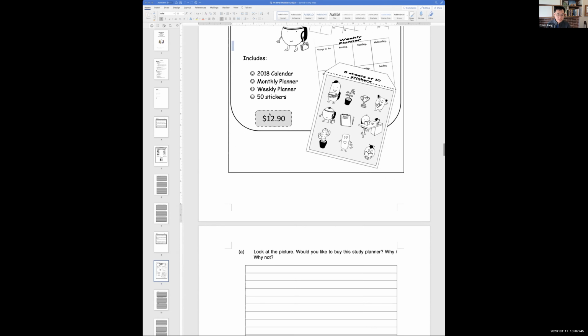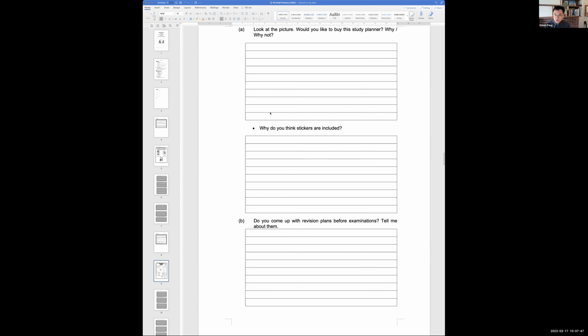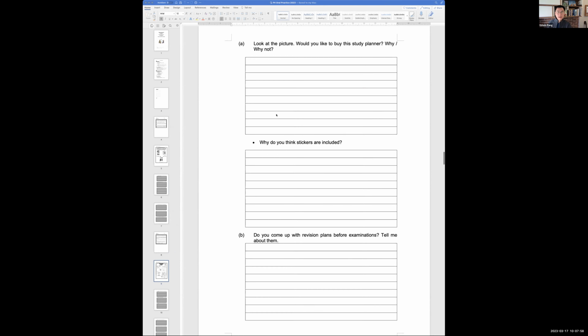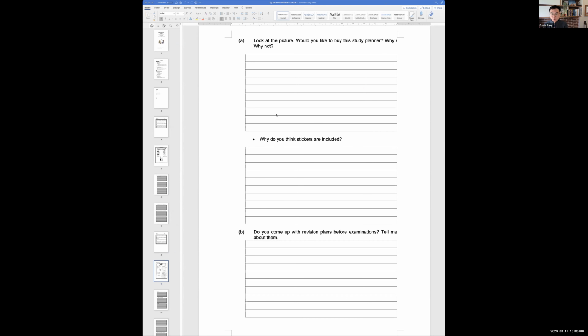But the moment I go into question B, question B is going to be what I know. It's testing me on what I know and what I experience. So it's not going to be about the passage as much anymore, though it's related. Notice question A always starts with the words, look at the picture. So you must always reference the picture in your response.